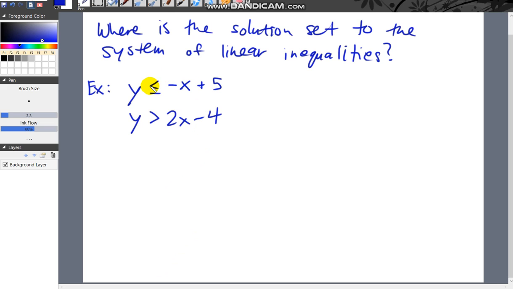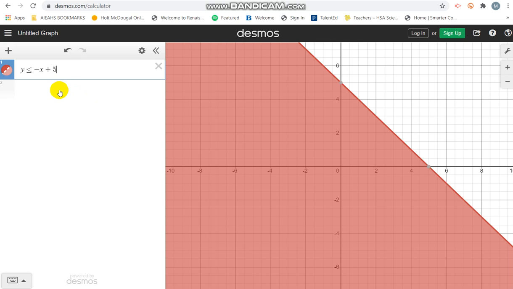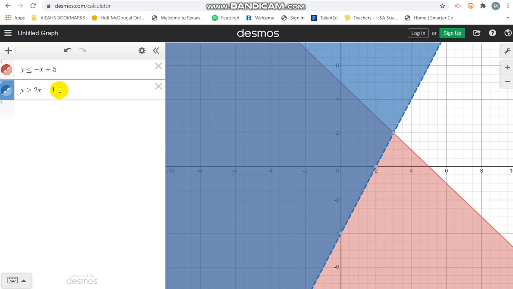Just as a recap here, this less than or equal to symbol basically means you're going to shade below the line, and if you see greater than, you're going to shade above. Okay, let's see, here it is. I'm just going to graph it. So y is less than or equal to negative x plus 5. In Desmos, the way I'm doing it is I'm literally just typing in less than and then putting equals. And the other one is y is greater than 2x minus 4.